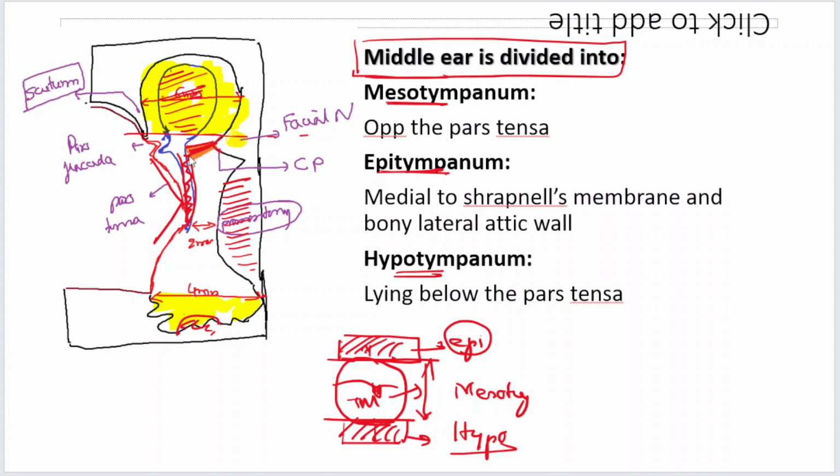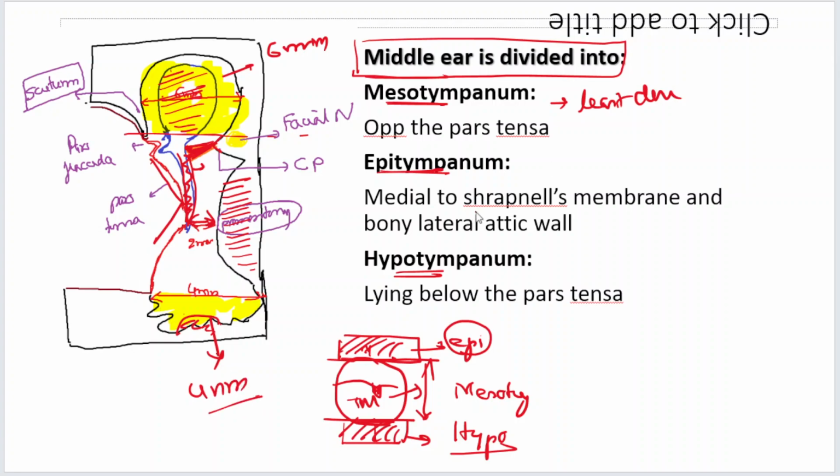This is the tensor tympani tendon, which is attached to the neck of the malleus, pulling it backward, so this part of the mesotympanum is the smallest part. The mesotympanum, just behind the umbo, has the least dimensions. The epitympanum has the highest dimension of 6 millimeters, and the hypotympanum has 4 millimeters.